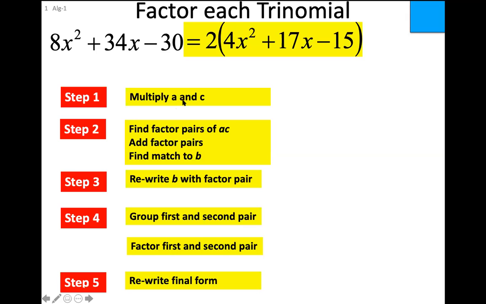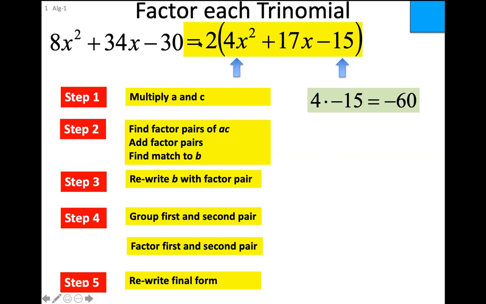Okay, so step number 1, A times C. 4 times negative 15 is? Negative 60. All right, so that's a pretty big honking number. We're trying to get to positive 17. So if I list every possibility, I'm going to do some scratch work here. I'm trying to get to the number positive 17.